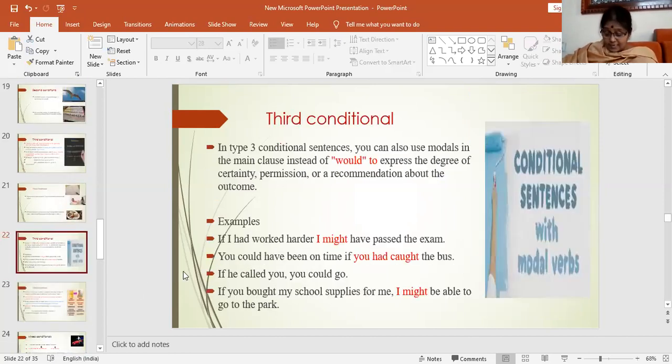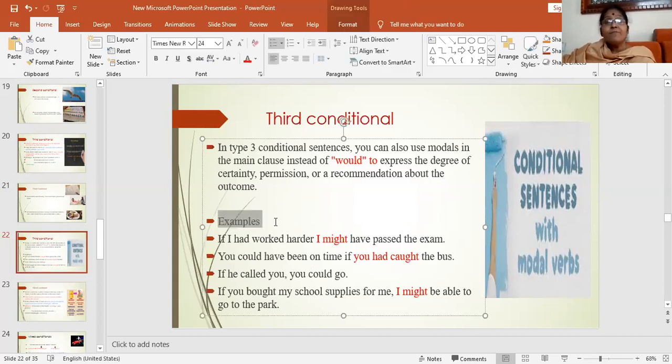Now we also should know that in type 3 conditional sentences, you can use modals in the main clause. You can use modals in the main clause instead of would to express the degree of certainty, permission, or a recommendation about the outcome, right? So you can use modals to explain. For example, if I had worked harder, I might have passed the exam, right? What you can do? If I had worked harder, I might have passed the exam. Or you could have been on time if you had caught the bus.